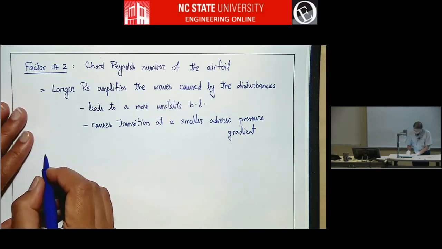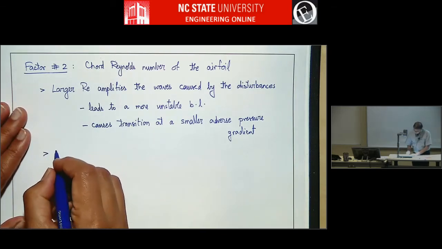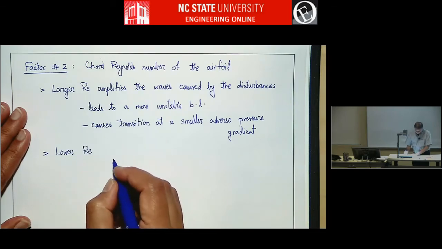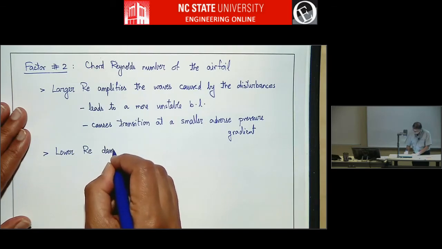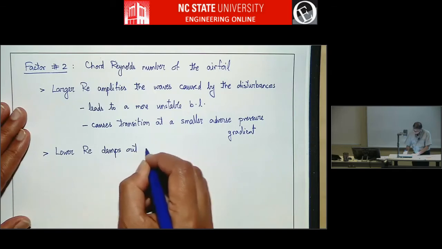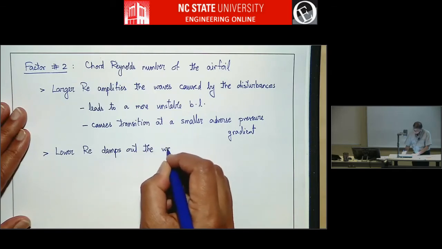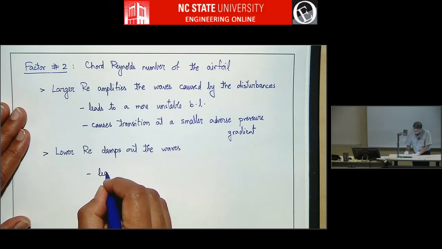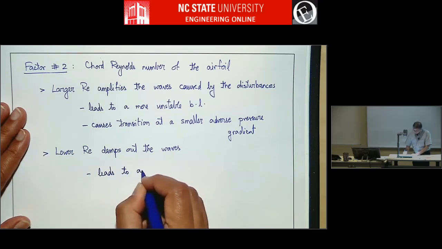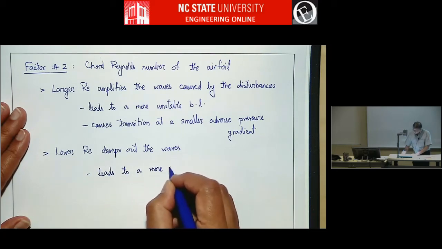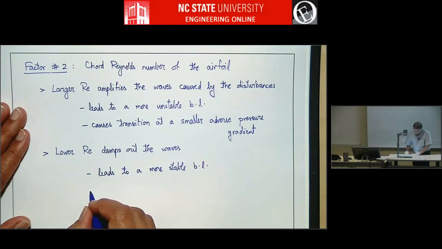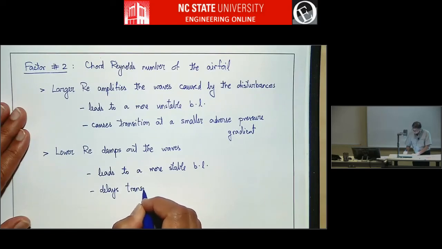Okay. In contrast, lower Reynolds number damps out the waves. And this leads to a more stable boundary layer, and it delays transition.